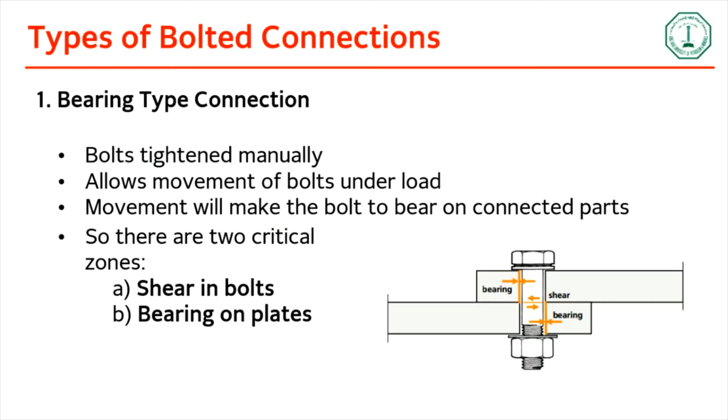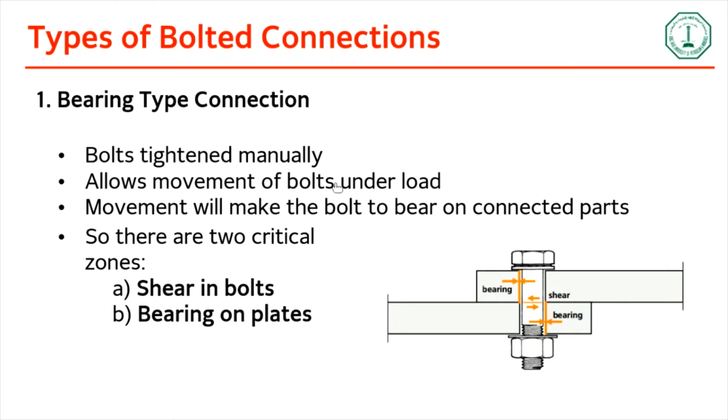Now, as you may have already seen in your lectures on bolted connections, I'll just revise the types of bolted connections. We have basically two types of bolted connection. The first type is called bearing type connection. When I say bearing type connection, it means that the bolts are tightened manually. That is, they are not fixed using machinery. The bolts are just tightened manually, and movement of bolts is allowed, like in the lateral direction.